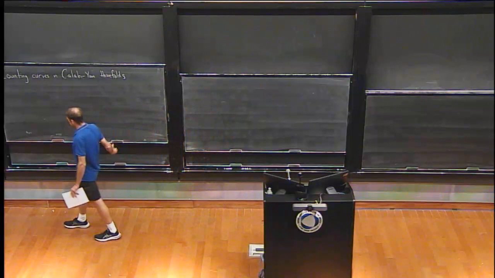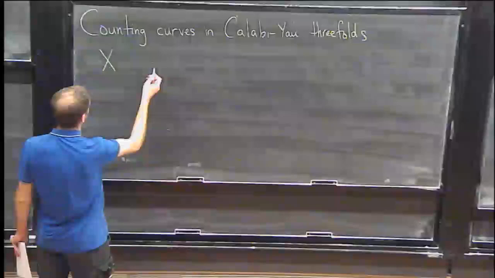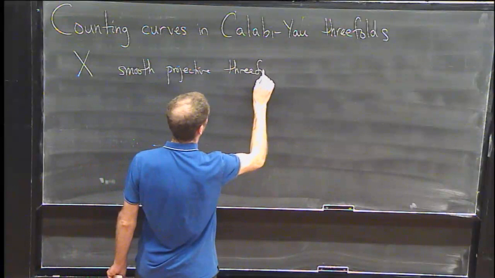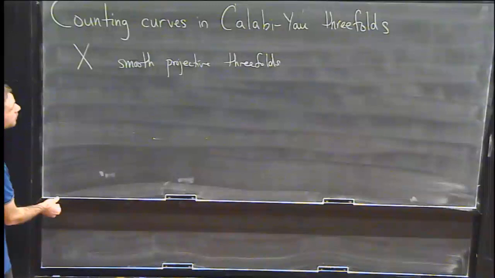To begin with, I'm going to take X to be a smooth, probably projective threefold. It's not yet Calabi Yau, but the Calabi Yau assumption will be important at various points later.